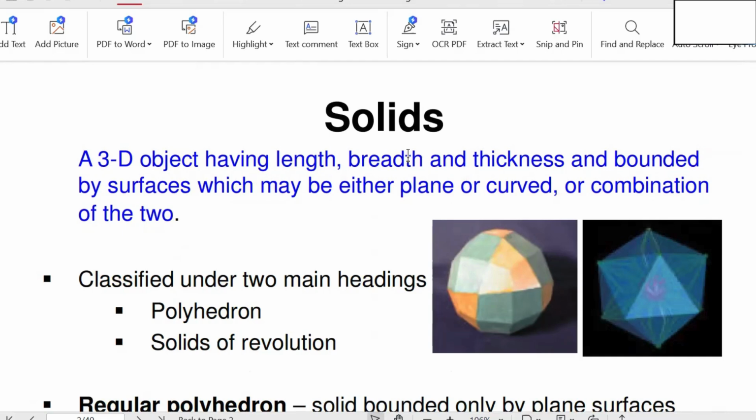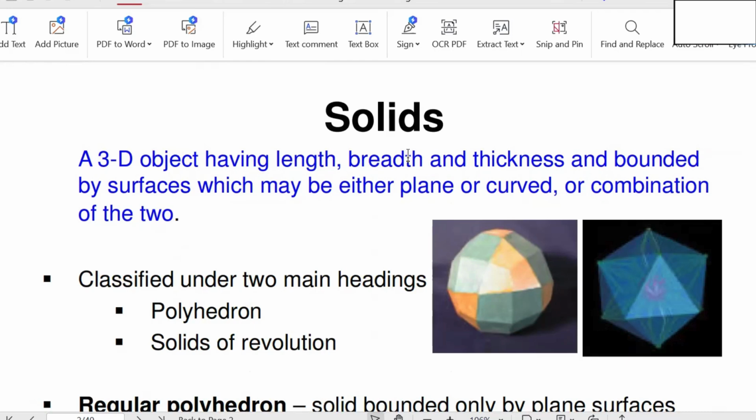Today, we are going to discuss about projection of solids. In the previous lectures, we have been discussing about projection of points, thereafter projection of lines, then projection of planes. Now, we are going to discuss about projection of solids. So, first of all, what is a solid? Then, what are the types of solids?